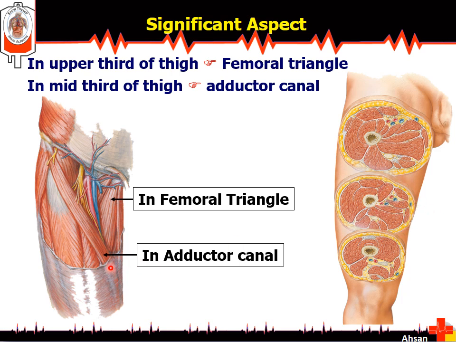So this can be cut by a stabbing injury. A stabbing injury at the femoral triangle will cut it. A stabbing injury on the medial side of the thigh in the mid thigh will cut the femoral artery and can kill the person because of the rapid bleeding.